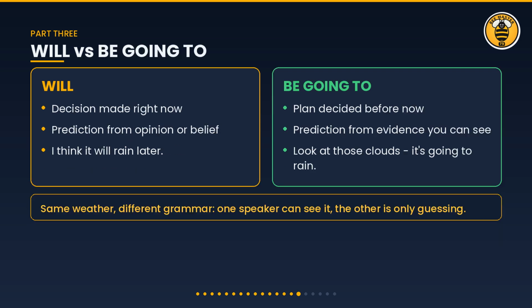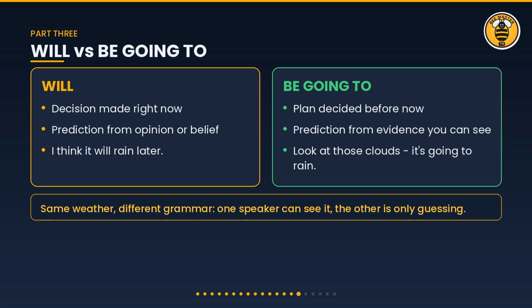Now the comparison that learners ask about most, will or be going to. The rule is about where the future comes from. Use going to when the plan was decided before now, or when you can see the evidence in front of you. Use will when you decide at this moment, or when you are simply giving an opinion.